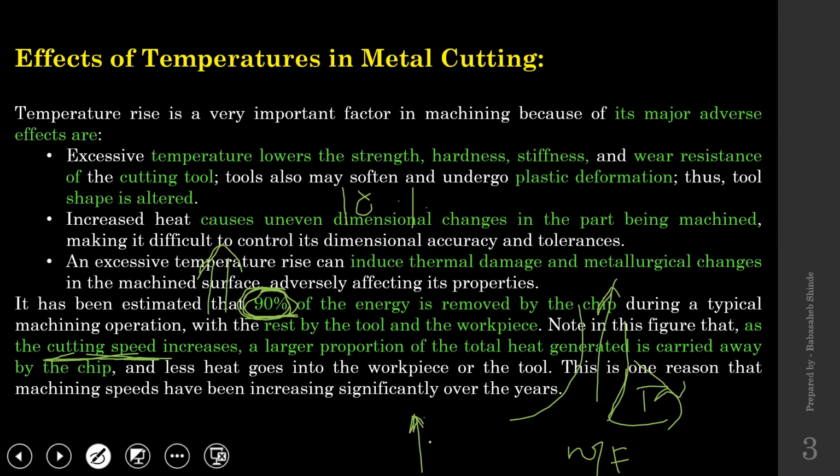So if this speed increases, the time provided for dissipation of heat from chip to tool and chip to workpiece will further decrease. So by increasing the cutting speed, we will further decrease the time required to dissipate the heat from chip to workpiece and chip to tool. And that way we can increase this 90% further by increasing the cutting speed.